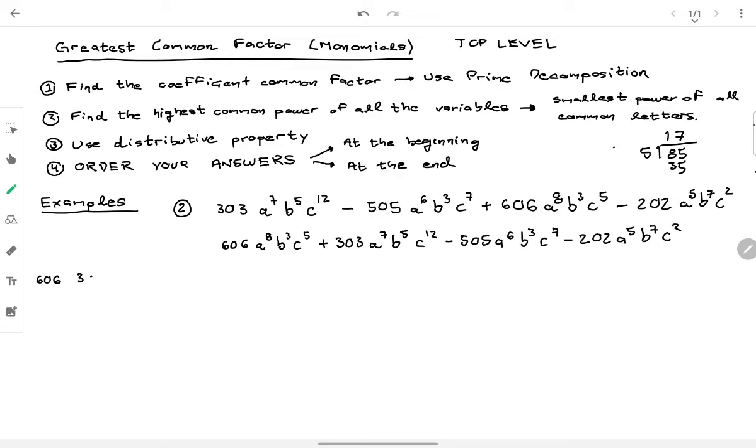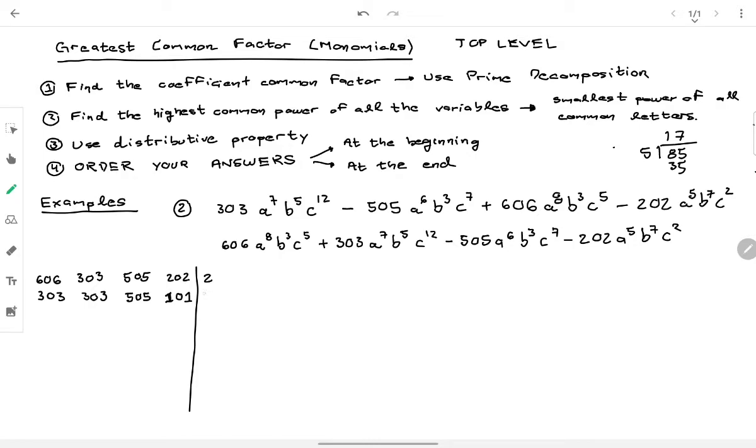606, 303, 505, 202. So we can start dividing by number 2. It's going to be 101. This cannot be divisible by 2. This one also is not divisible by 2. This one is going to be 303.